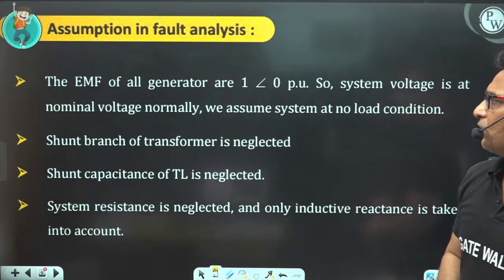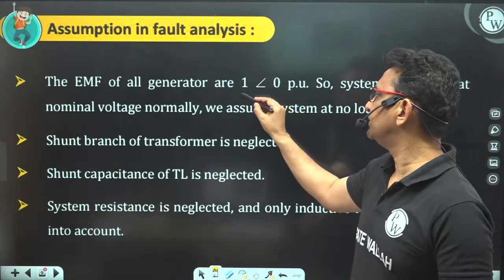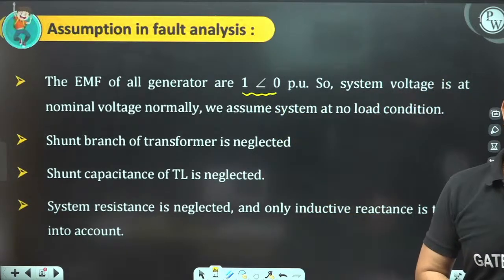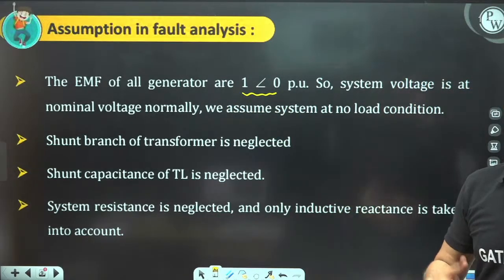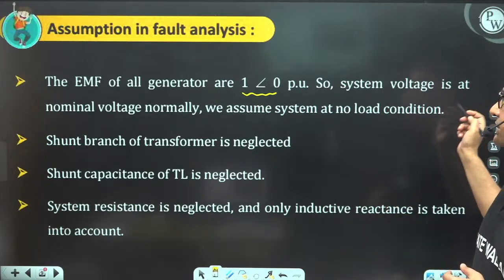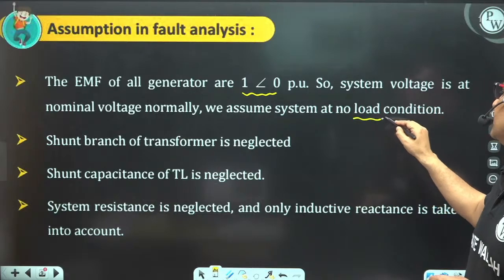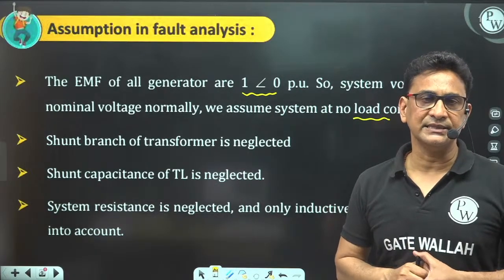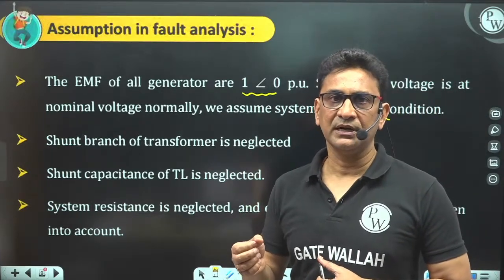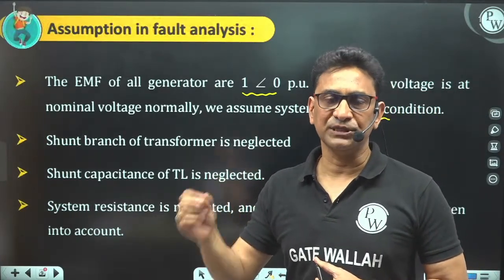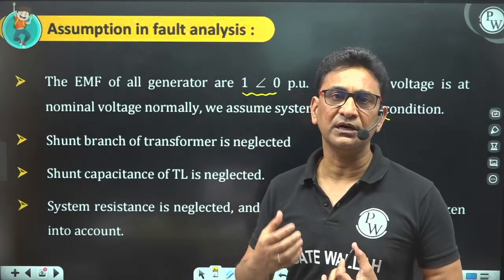We assume that the EMF of all generators is 1 angle 0 degree, that is the nominal or rated value. So all generators are giving power at the rated condition, and the system voltage is normally at the nominal voltage. We assume that the system is at no load condition. That means unless it is given to you, you will assume that at the time of fault the load current was 0. That means before the occurrence of the fault, no current is flowing through the power system.